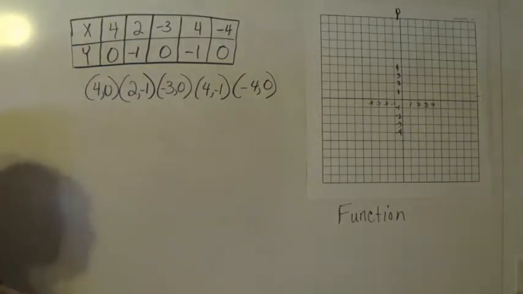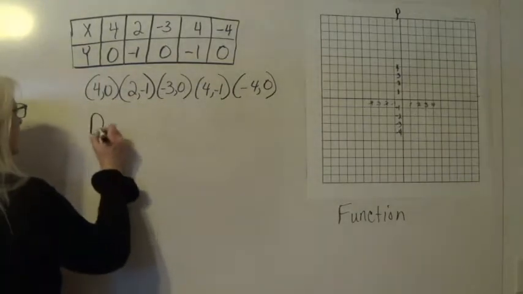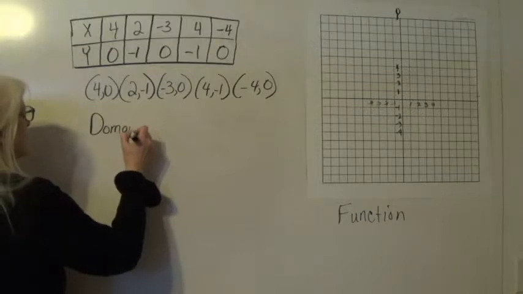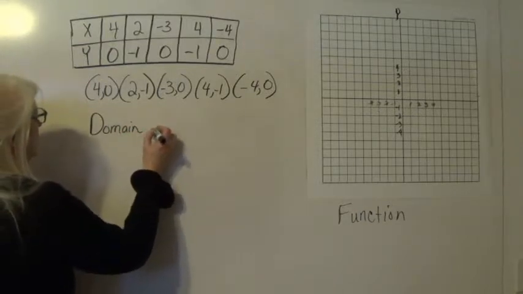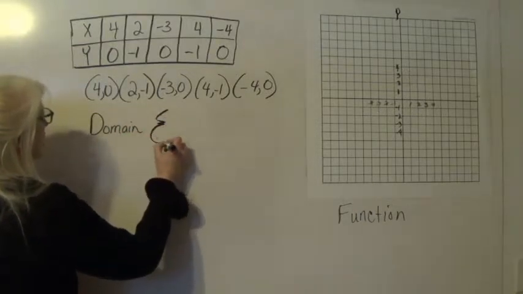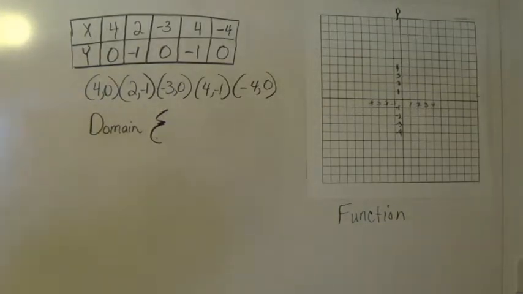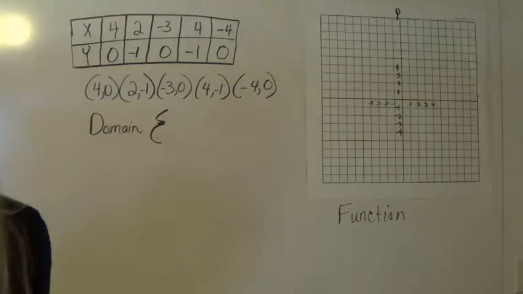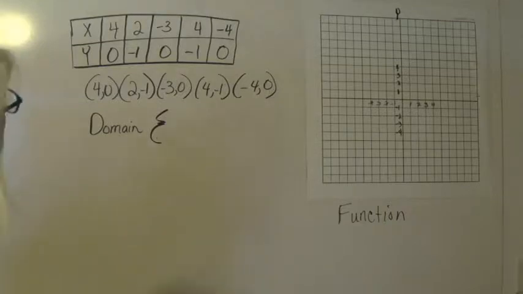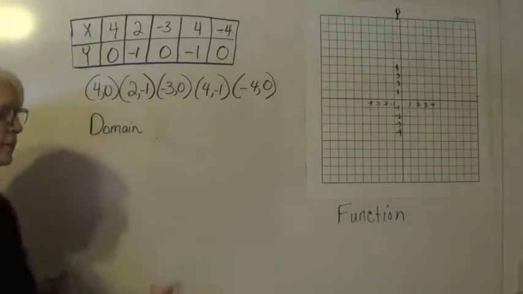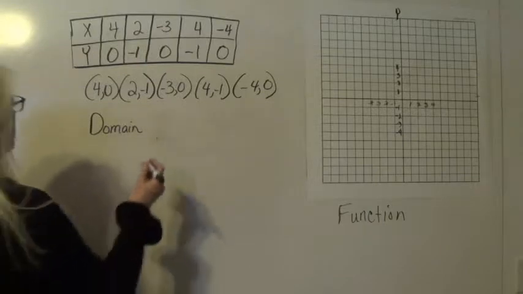Now let's write our domain. So my domain is my input, or my set of x values. And you can write it in a set like that, or you can just list it like this.